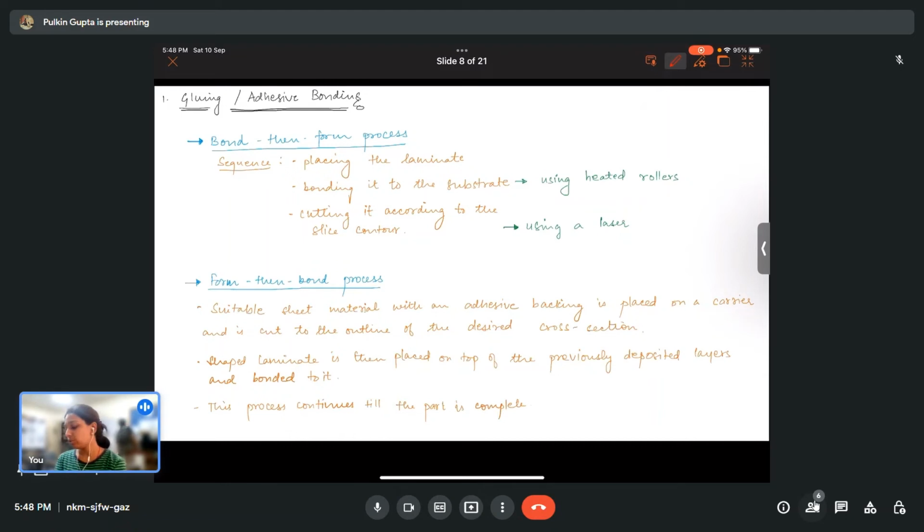As I had mentioned earlier, gluing or adhesive bonding occurs in two mechanisms. First is the bond then form process, and the other one is the form then bond process. Here, first stacking and then cutting. And here, cutting and then stacking.